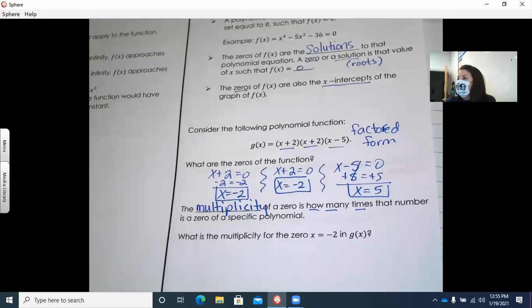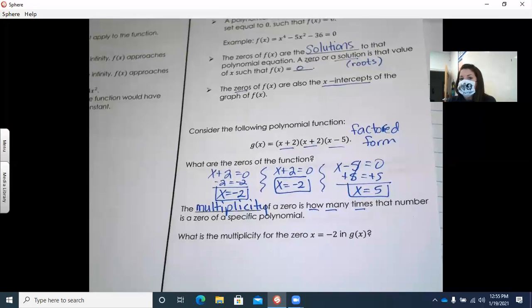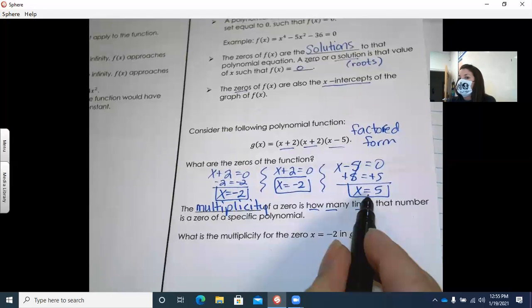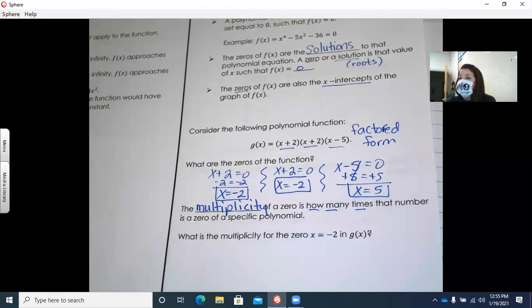So basically what that means, the multiplicity is how many times does the solution occur, okay? So in the above example, function g, how many times did the solution -2 occur? Twice. So we would say -2 has a multiplicity of 2. How many times did the solution x equals 5 occur? Once. So we would say 5 has a multiplicity of 1. Okay, that's all multiplicity means.